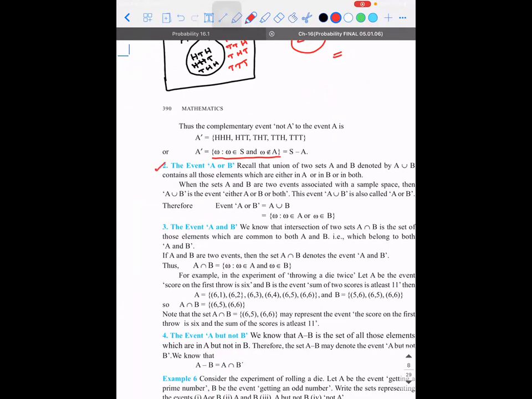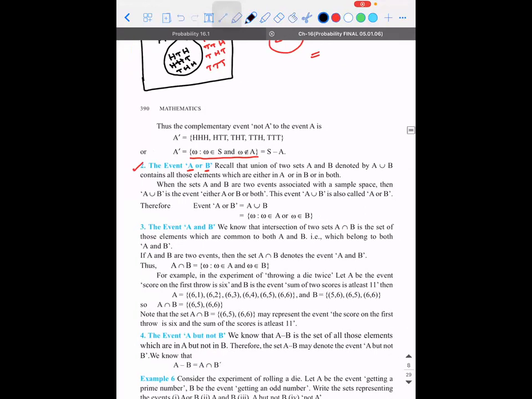Next is, if I have a sample space, from the sample space I'm taking 2 events. What are the 2 events? I'm taking an event A and an event B. The operation that I'm going to do between these 2 events, I'm going to call A or B, and that will be another output. So wherever you see this word or, it means union. Union is another meaning of addition.